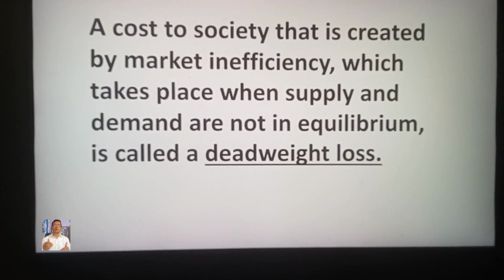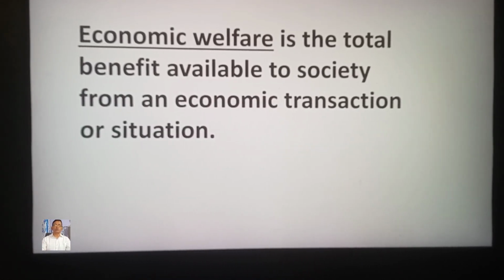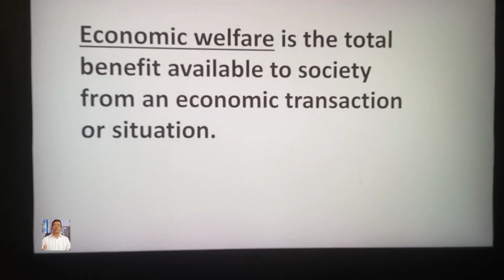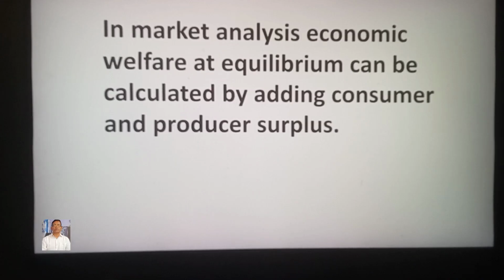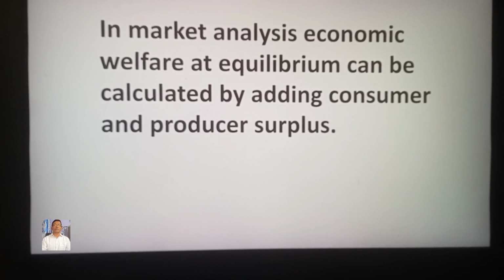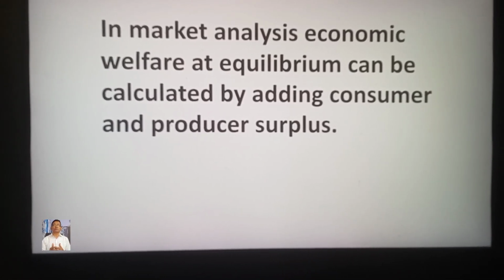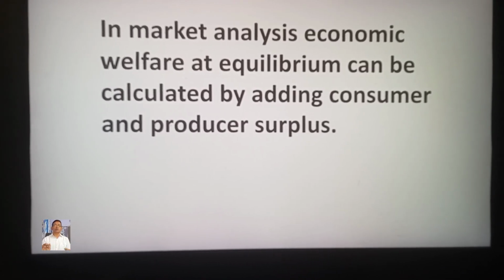Let us discuss what is economic welfare. Economic welfare is the total benefit available to society from an economic transaction or situation. Economic welfare is also called community surplus. In market analysis, economic welfare at equilibrium can be calculated by adding consumer and producer surplus. Welfare analysis considers whether economic decisions by individuals, organizations, and government increase or decrease economic welfare.